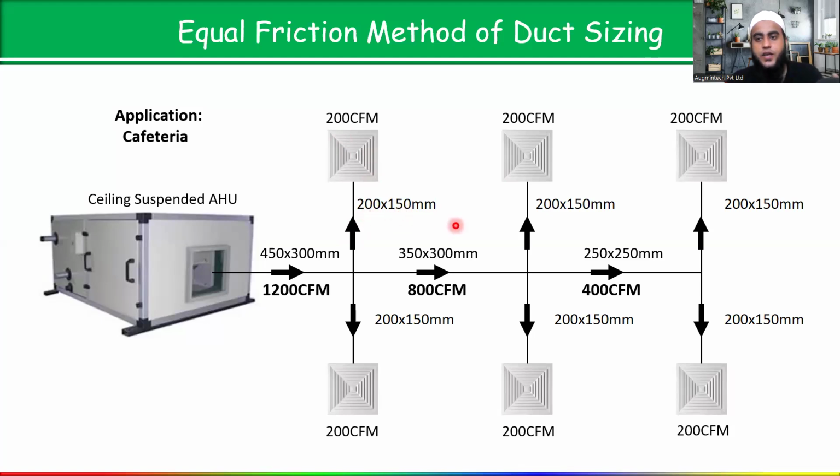So in this way, you have to do the duct sizing by using the equal friction method. But remember one thing: we use the equal friction method for residential and commercial applications. This is our equal friction method. I hope all of you are clear on this concept. Tell me.